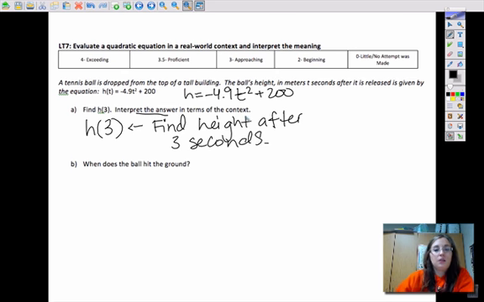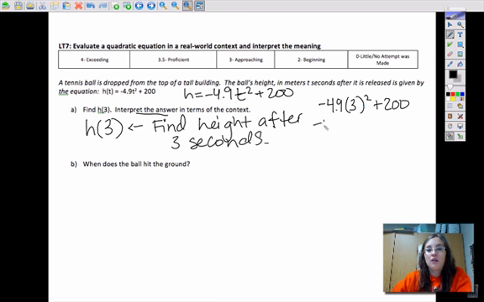Basically, the answer you get is going to be the height after 3 seconds, and you would want to write something about that. So what you're going to do is negative 4.9 times 3 squared plus 200. The other mistake that was made often was that you multiplied before you did the exponent. And remember, in PEMDAS, we have to do exponent first. So we're going to do negative 4.9 times 9 and then add 200.